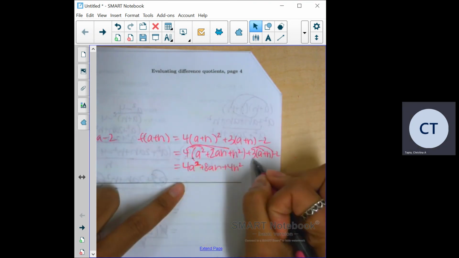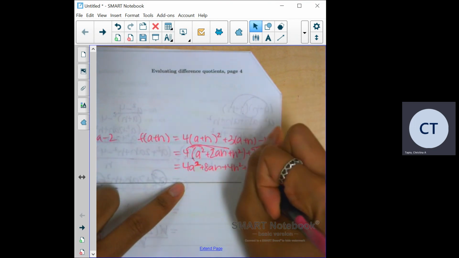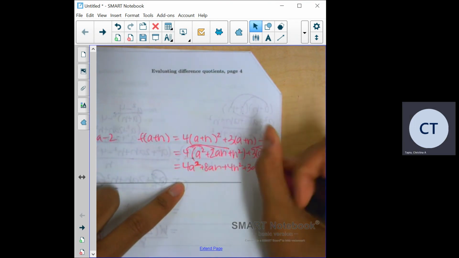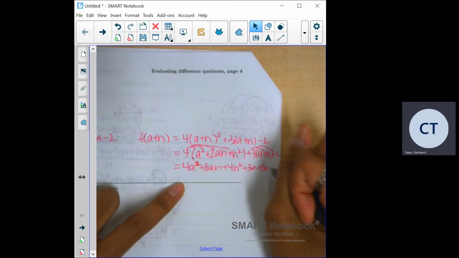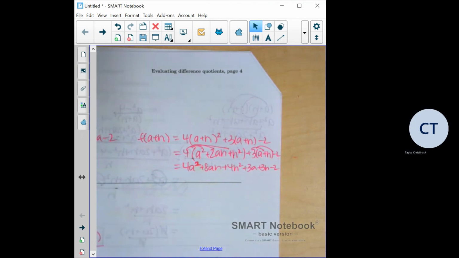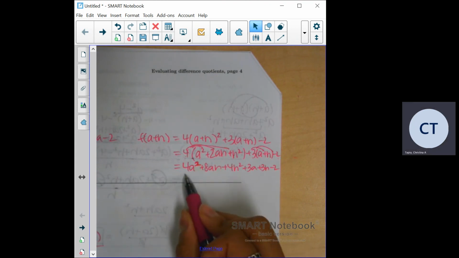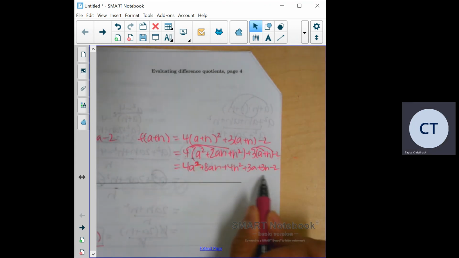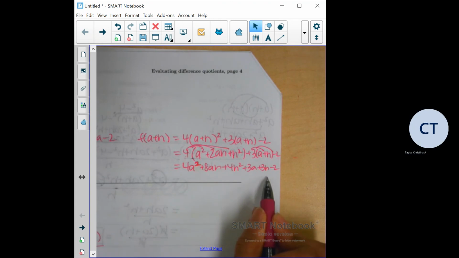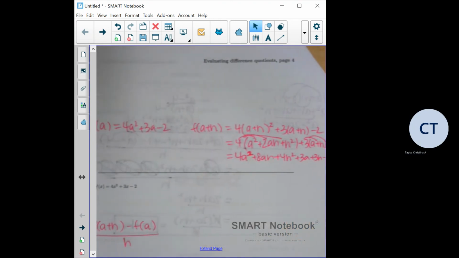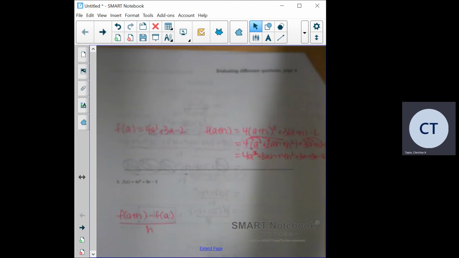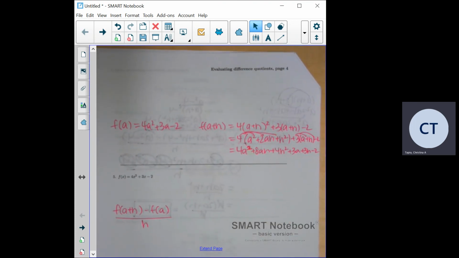I'm done with the 4s. 3 times a is 3a. 3 times h is 3h. And then at the very end, minus 2. All of this is what you're plugging in for 4ah. So now that you have both parts of this, the ah and the a for this numerator, plug it in.